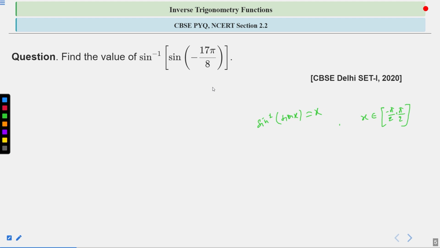We have to keep this theta between minus pi by 2 to pi by 2 to write this expression, sine inverse sine theta, as theta. Clear? So in this way you can try to approach this question. I am giving you 10 seconds to solve or think about this question. After that we will move to the solution part.